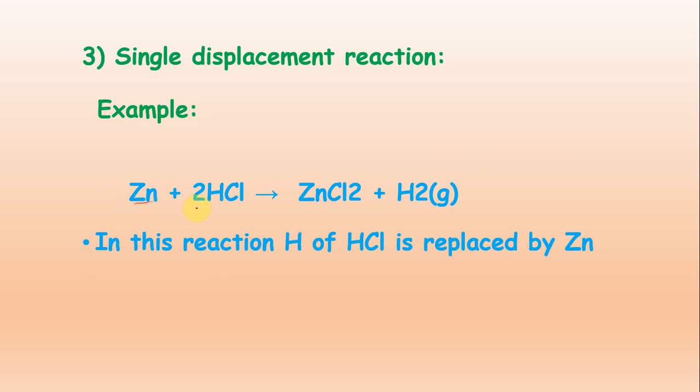Zinc is reacting with hydrochloric acid, and zinc will react with chlorine and produce zinc chloride, and hydrogen gas will be displaced. So in this reaction, the hydrogen of the hydrochloric acid is displaced or replaced by the zinc. Zinc has taken the place of the hydrogen. So this is called the single displacement reaction.